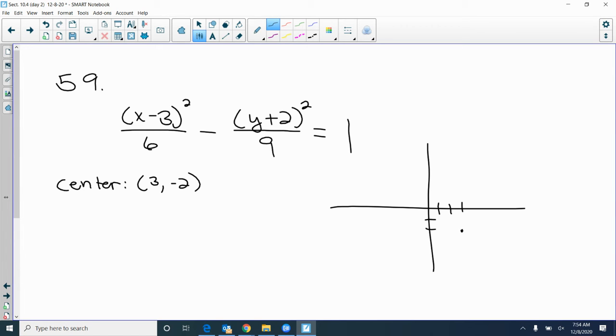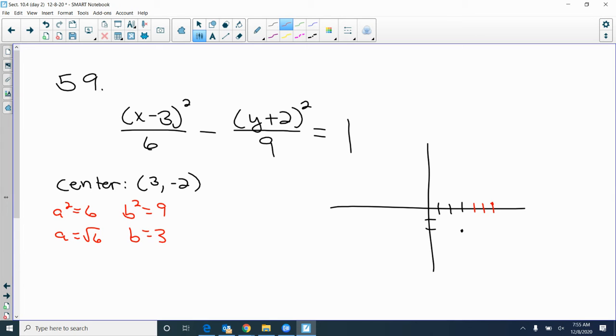So that's my center. All right, if I make that box, my a squared is 6, so a is square root of 6. My b squared is 9, so my b is 3. Well, I'm going to go up square root of 6. Oh, what is that? Somebody help me. What's square root of 6? 2 point something. We'll go 2.3. Close enough. We'll go up 2 point something and then go over 1, 2, 3.